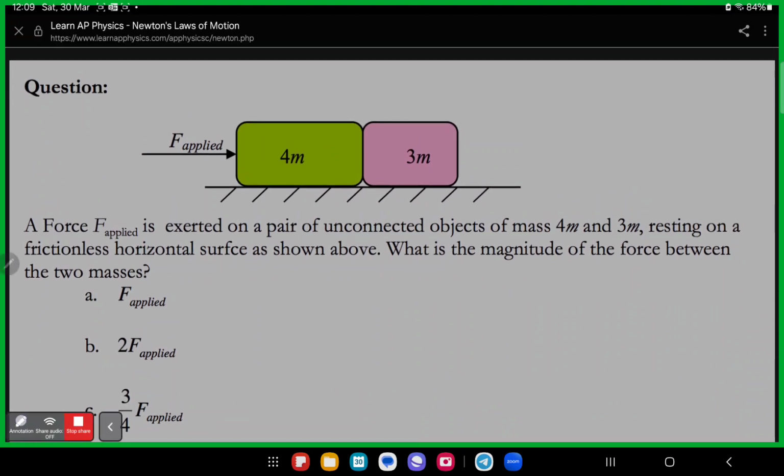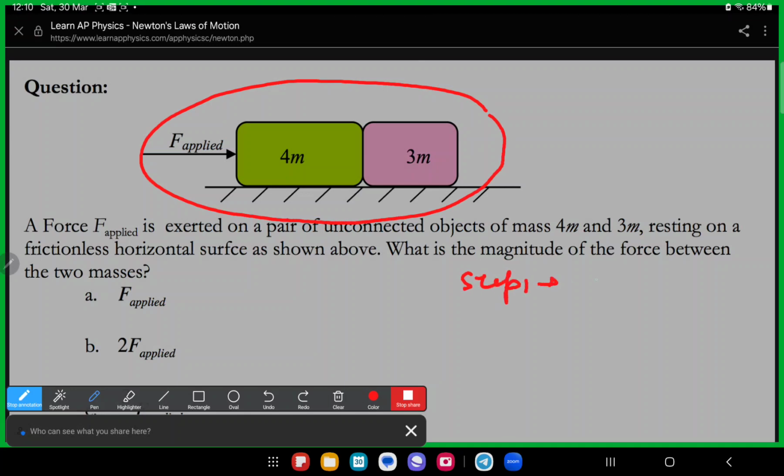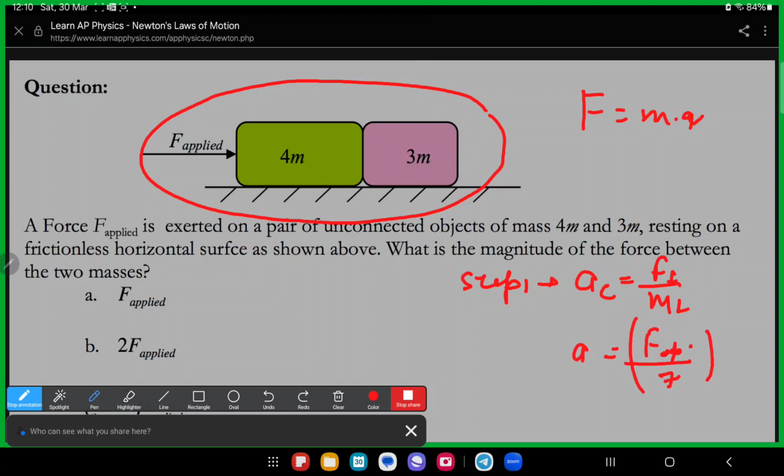Now this is once again what is called force of interaction. So if this type of problem comes, you had better do step one: calculate the common acceleration. And for the common acceleration, what is the external force, since F is equal to ma. So a is equal to F by m. This is F total, m total. What is F total? F applied divided by m total, 3 plus 4, 7. This is the common acceleration.